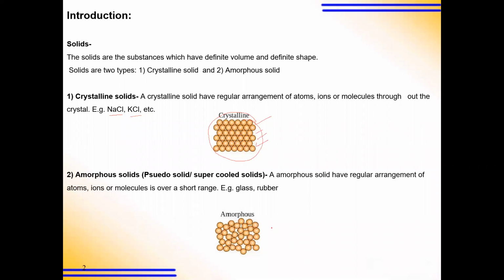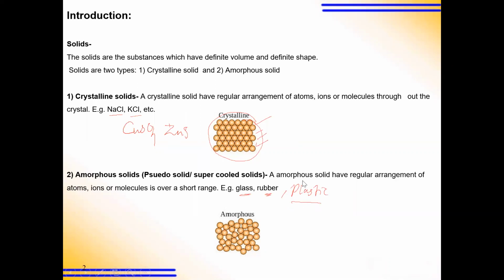Again, NaCl, CuSO4, ZnS are examples of crystalline solids: copper sulfate, zinc sulfide. Here glass and rubber are examples of amorphous solids. Amorphous solids, that is, glass, rubbers, and plastics like this, are examples of this.